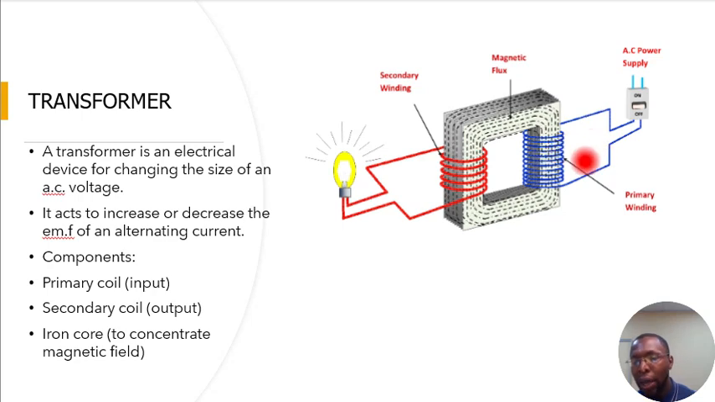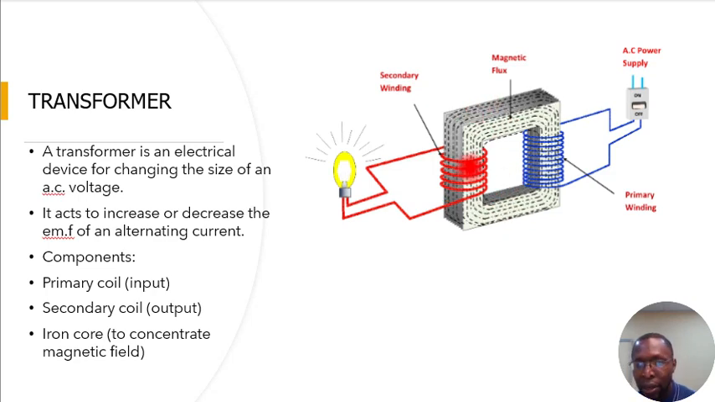So if from the primary you are getting 50 volts, because the turns are more, when it's coming to the secondary, because it has fewer turns, you're going to be supplying something like 20 volts or 10 volts. That's how you know. That's why it is called a step-down transformer. But on the other hand, if the number of turns in the primary circuit is fewer and the one on the secondary is higher, then it is called a step-up transformer.